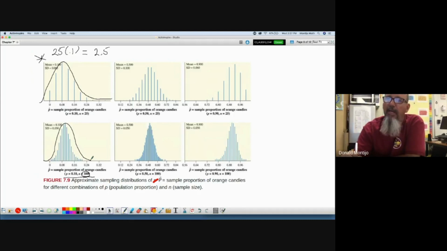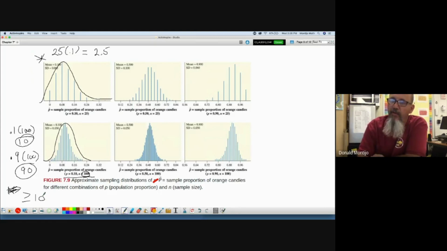We used to talk about these as rule of thumb back in the old days. Now they just say, know this rule. Okay. 0.1 times 100, that equals 10. 0.9 times 100, that equals 90. Both of these are greater than or equal to 10. Therefore, it assures us that the distribution will be approximately normal.